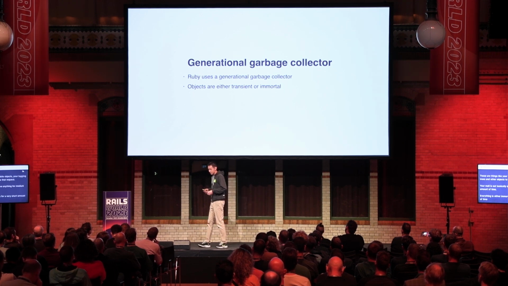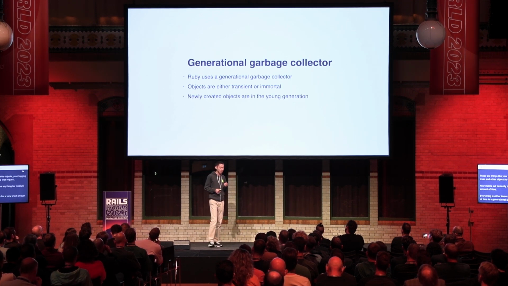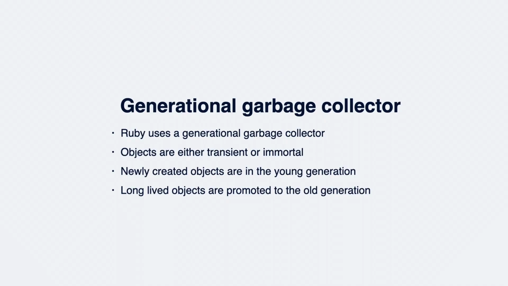In a generational garbage collector, newly created objects are placed in the young generation. And objects that survive for a while, and in Ruby it's 3 garbage collection cycles, get promoted to the old generation. We take advantage of the generations by splitting marking into 2 types.